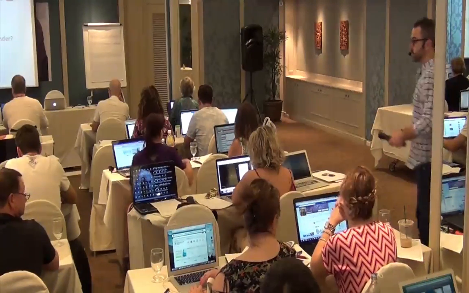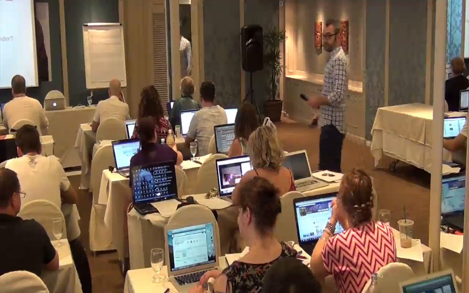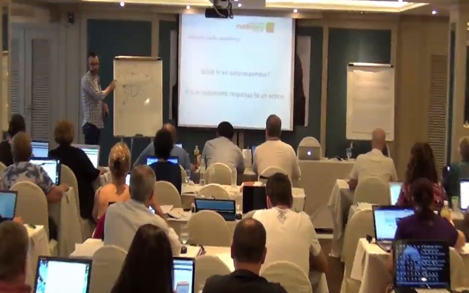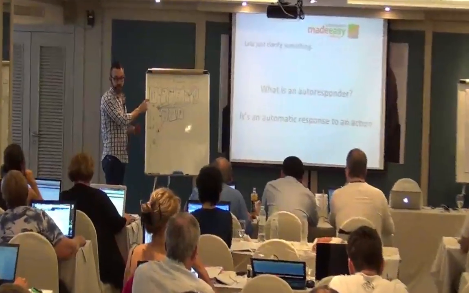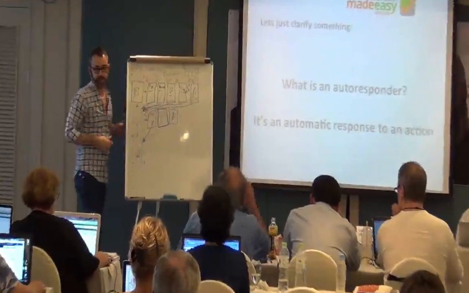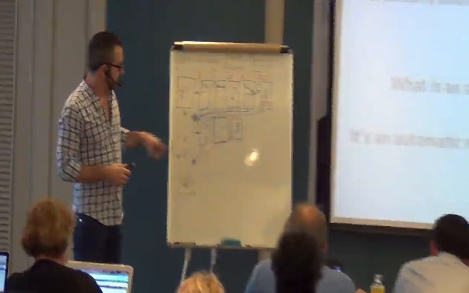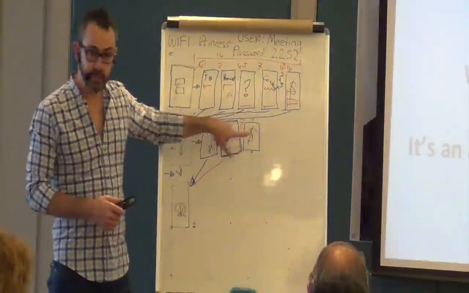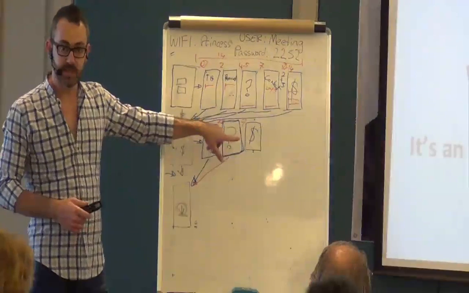Anyone else? What is an autoresponder? So it's an automatic, in its finite form, it's an automatic response to an action. Looking at our diagram from yesterday, remember the action up here yesterday was the opt-in. So when someone opts in, that's the action, and the automatic response is this series of emails that goes out. And down here, someone purchases, that's the action there, and the automatic response, or the autoresponder, is the set of emails that goes out.